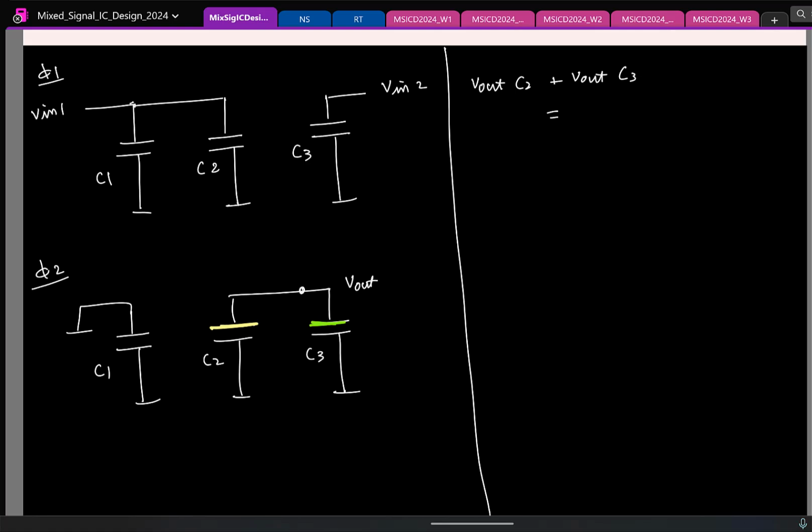You equate it to the charge stored on the same plates in the previous phase. So again, I look at the same plates. Tell me what is the charge stored on the same plates in the previous clock phase phi 1. C2 times V in 1 plus C3 times V in 2. That's all. So now you write it, V out is simply C2 V in 1 plus C3 V in 2 divided by C2 plus C3.